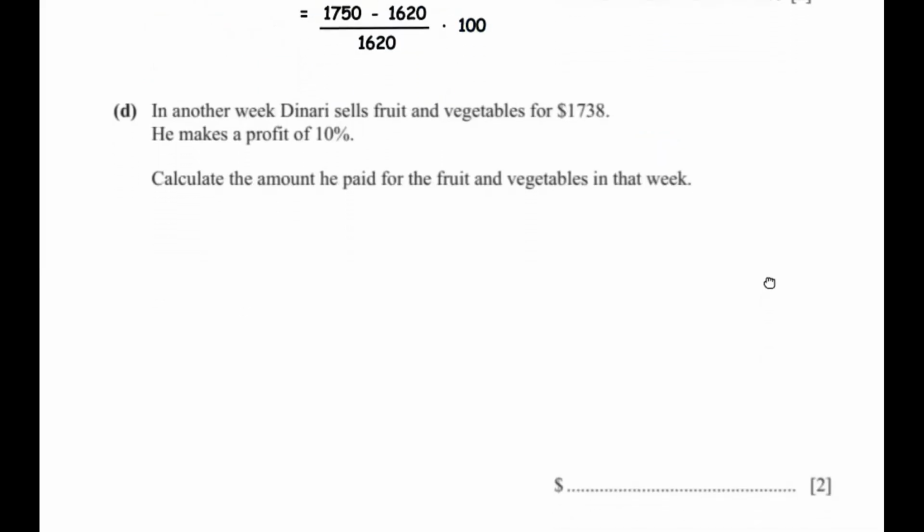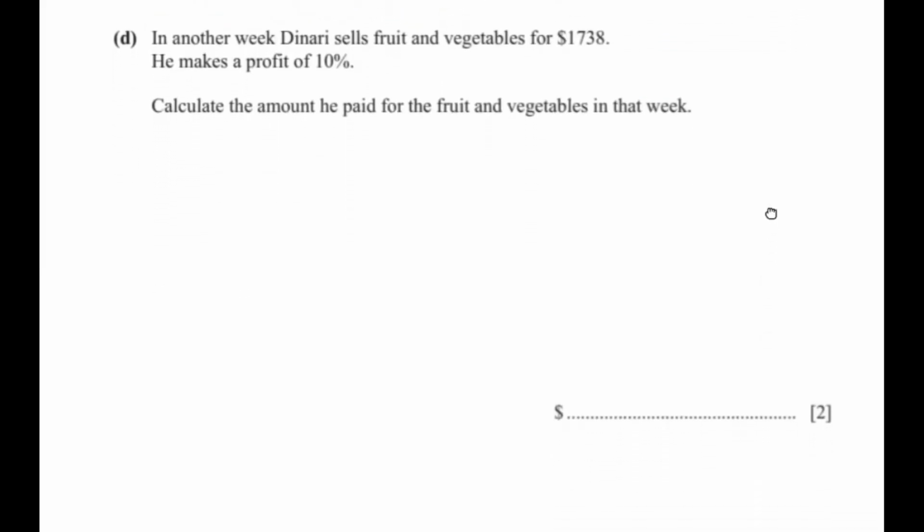In another week, Dinari sells fruit and vegetables for $1,738. He makes a profit of 10%. Calculate the amount he paid for the fruit and vegetables in that week. So here they have given us the selling price, that is 1,738. They have given us the percentage profit, which is 10%. We need to find out the cost price, that is how much amount he paid to buy the fruits and vegetables. So let us again use the percentage profit formula.